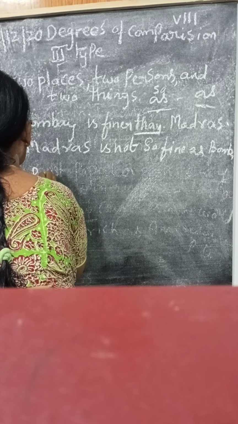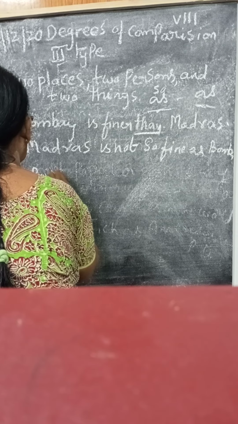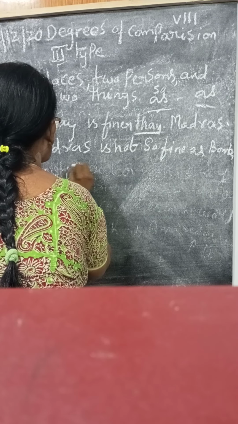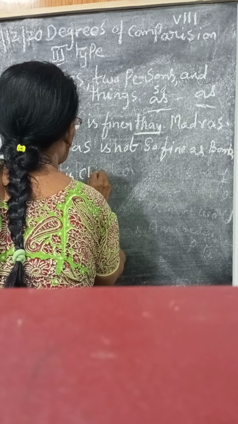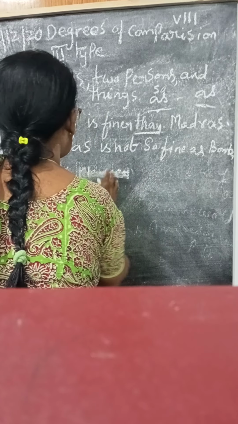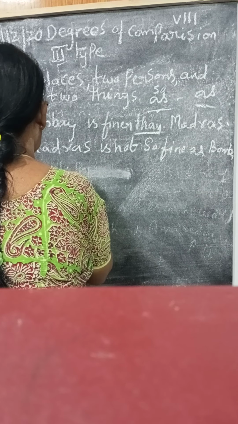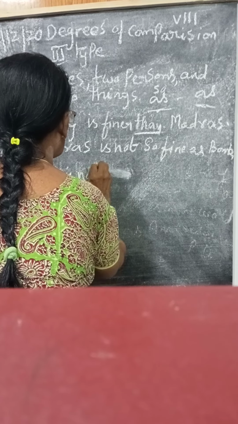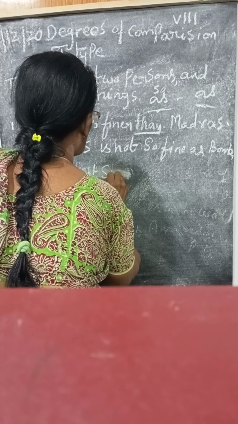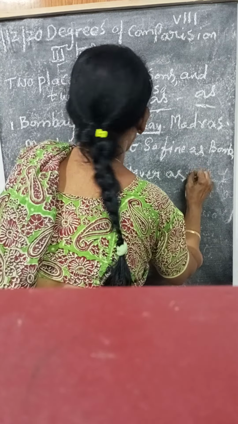Raju is clever. Otherwise, I take the positive one, I get the comparative degree, you know. Raju is not so clever as Ramu.